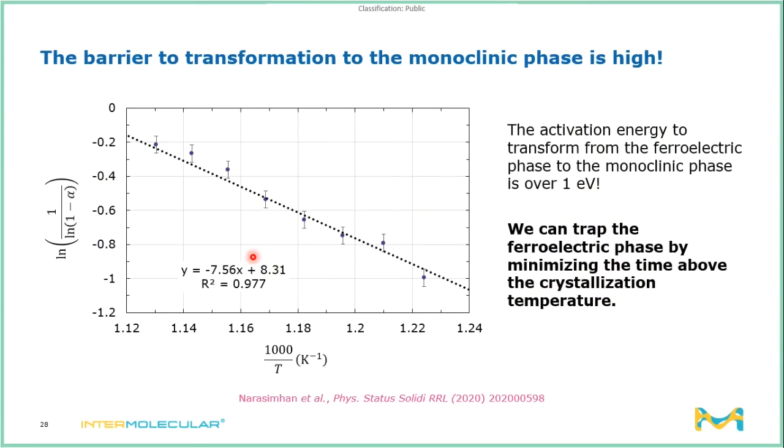And so what that means is that we have a shot of trapping this material in the ferroelectric state by minimizing the time that it spends over its crystallization temperature. Basically, because it's so hard for the system to climb over that energetic hill, if we give it fewer opportunities to climb over it, we might be able to get the structure stuck in a metastable state, the ferroelectric state that we ultimately want.